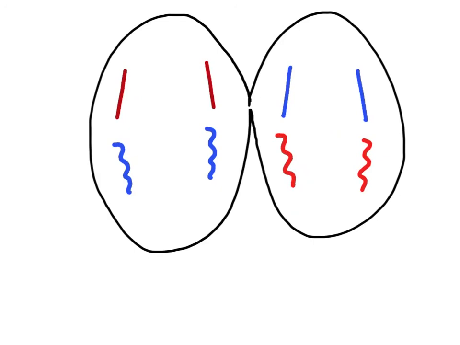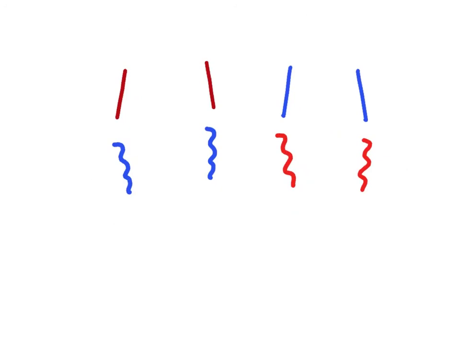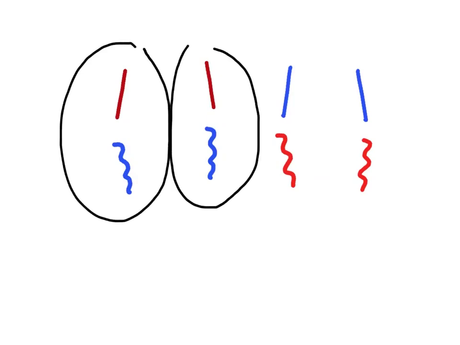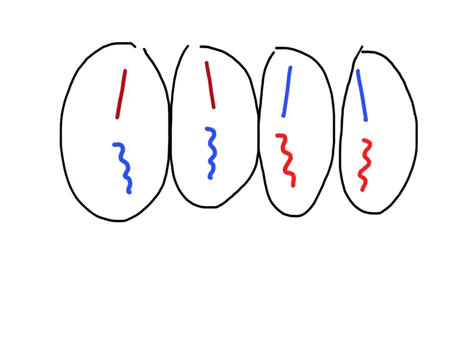So we end up with 4 unique daughter cells. Each of those daughter cells has 2 chromosomes, 1 of each kind. So each cell has 1 full set of chromosomes. They are, of course, haploid because they no longer have homologous pairs.